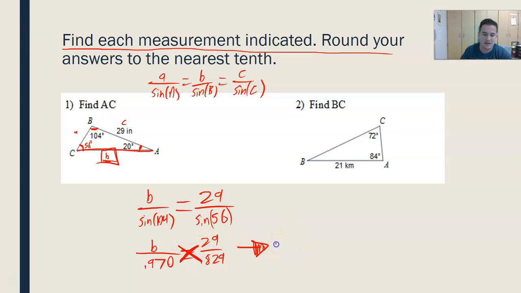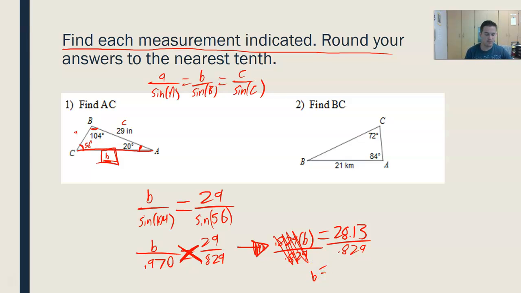So I'm going to get 0.829 times B. And then on this other side, I'm going to have 29 times 0.970, which is 28.13. So 0.829 times B equals 28.13. Well, now, in order to solve for B, I'm going to go ahead and divide by 0.829. I'll cancel this out.